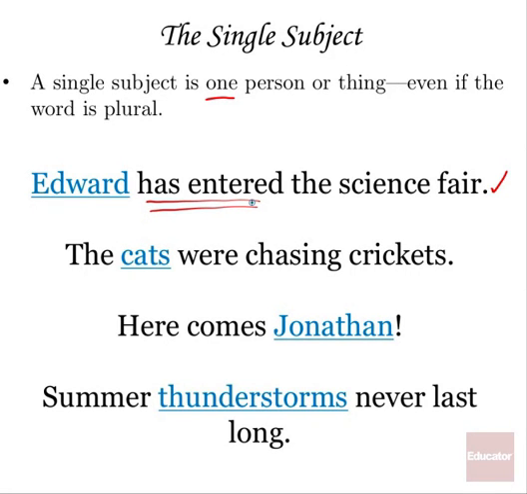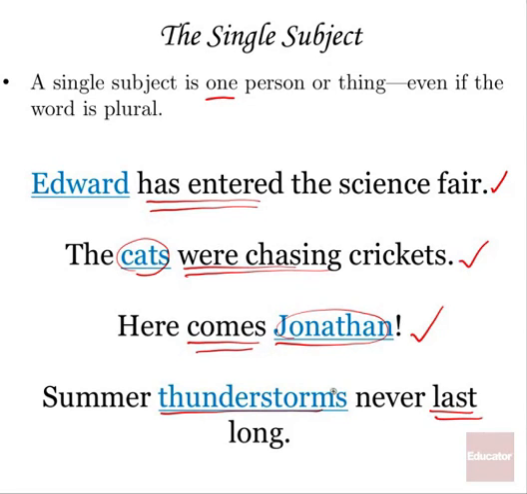have a single subject. The cats were chasing crickets. Note that even though we have multiple cats, we have one word that's doing that chasing. So the subject is cats, and it's a single subject. Here comes Jonathan. Our verb is comes, and only Jonathan is doing the coming, so single subject. Summer thunderstorms never last long. Our verb is last. Thunderstorms are what's doing that, so we have a single subject.